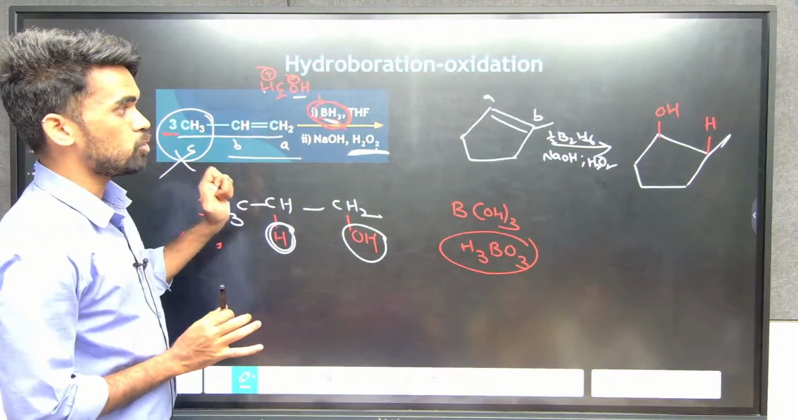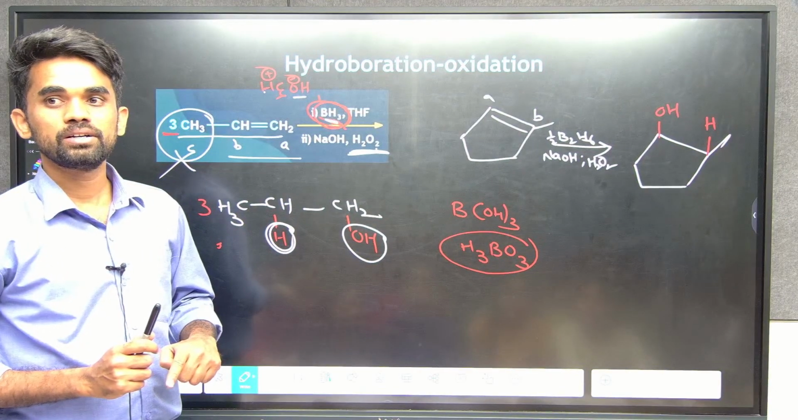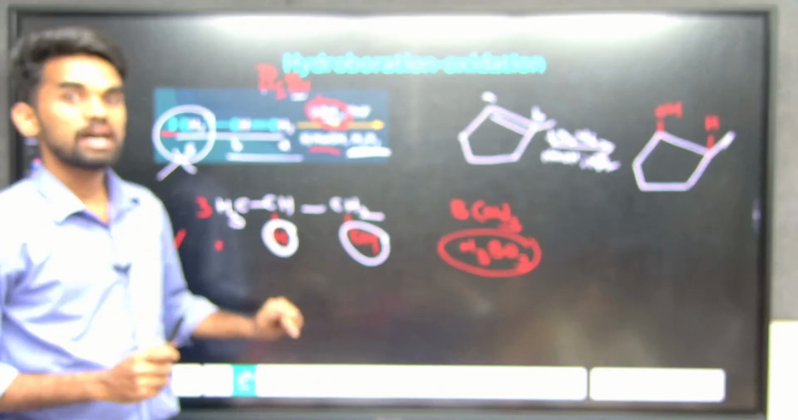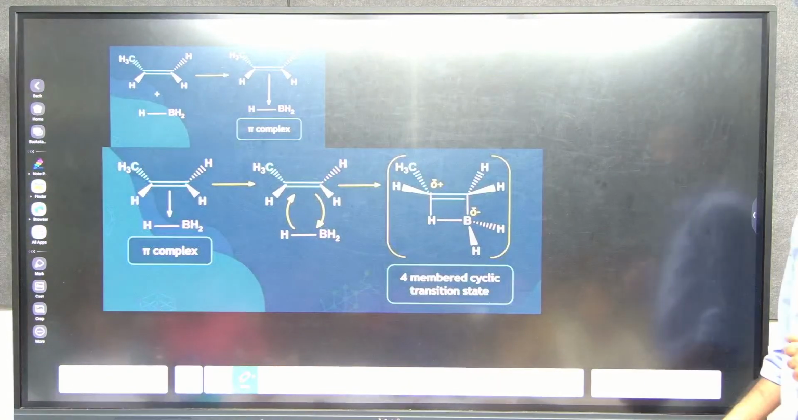If I do hydroboration in acidic medium, what is the product formed? In basic medium, it is alcohol. In acidic medium, it is alkanes.